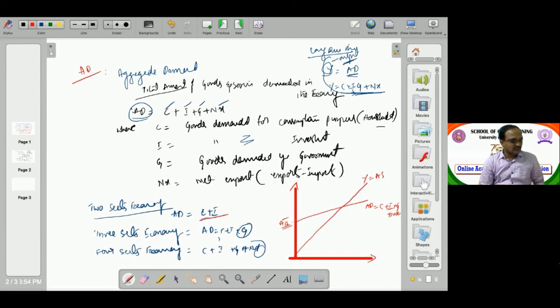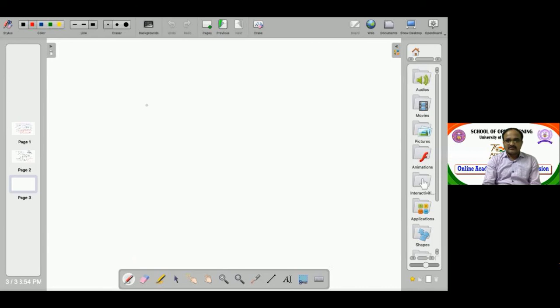So how can we describe aggregate demand? First, the equilibrium and aggregate demand; now we are discussing aggregate supply. That is the point. What is the aggregate supply?